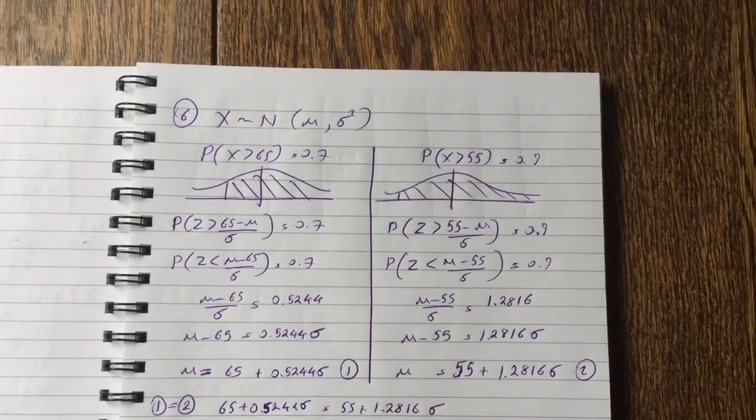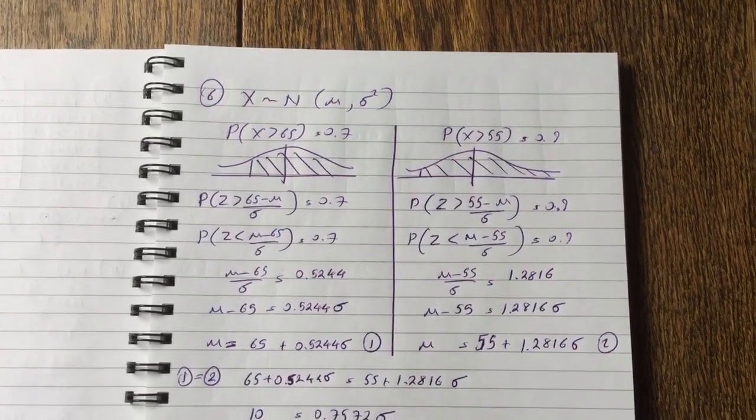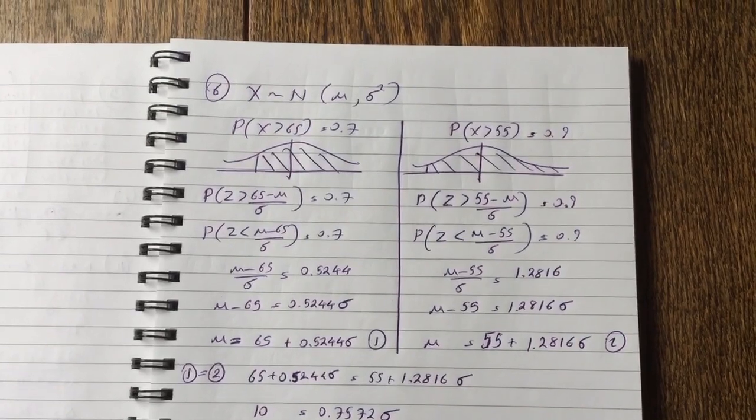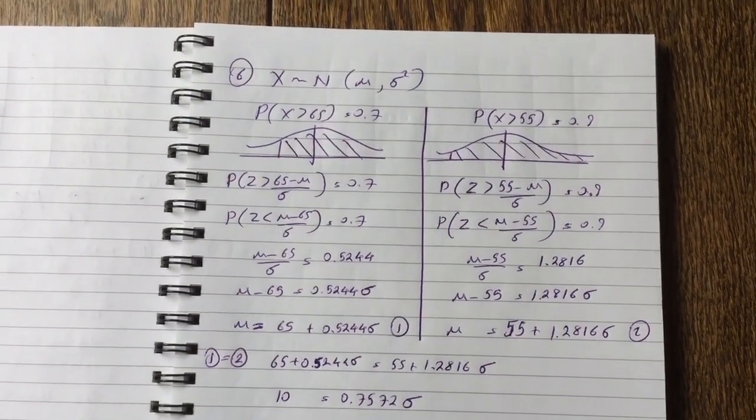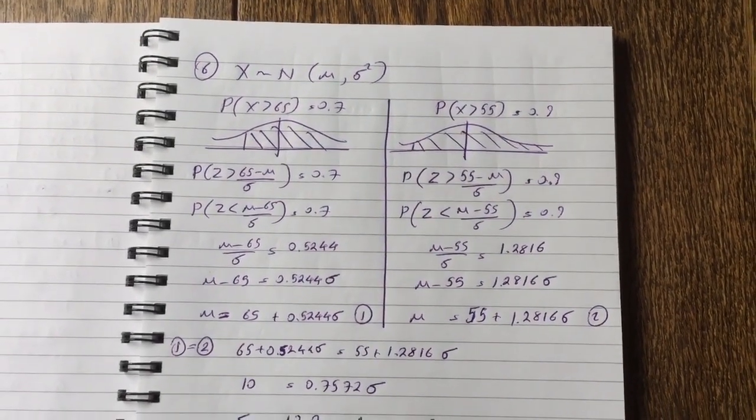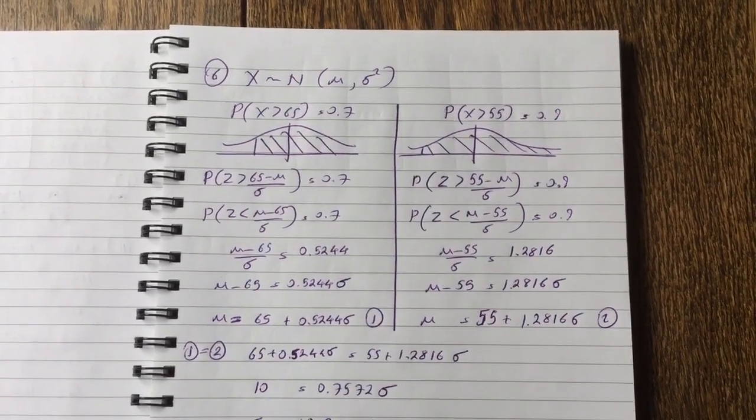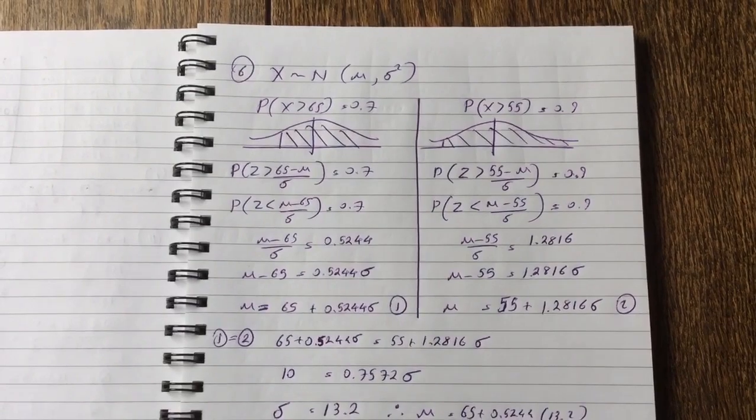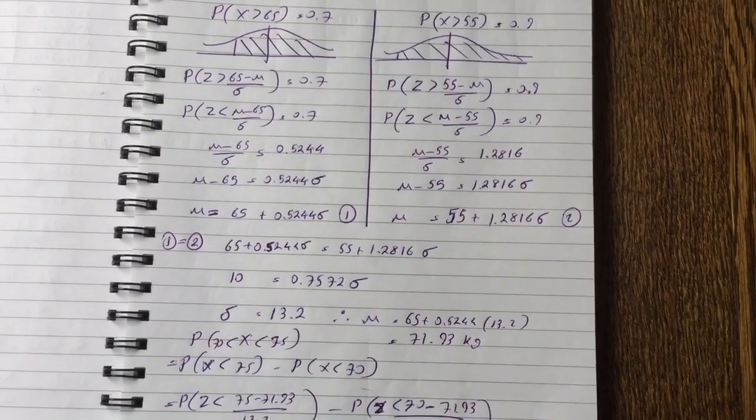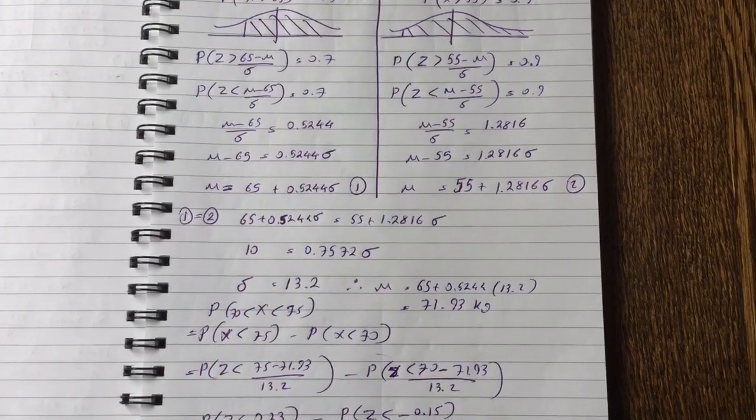It's a normal distribution with the mean and standard deviation not given. However, we are given two separate probabilities. The probability of x greater than 65 is 0.7 and the probability of x greater than 55 is 0.9. So I've drawn the two diagrams here. And then you work out two equations by simplifying. And you get mu equals 65 plus 0.5244 sigma for equation 1, and mu equals 55 plus 1.2816 sigma for equation 2. So equation 2 is equal to equation 1 because they're both equal to mu. So you get sigma equals 13.2, so therefore mu equals 71.93.